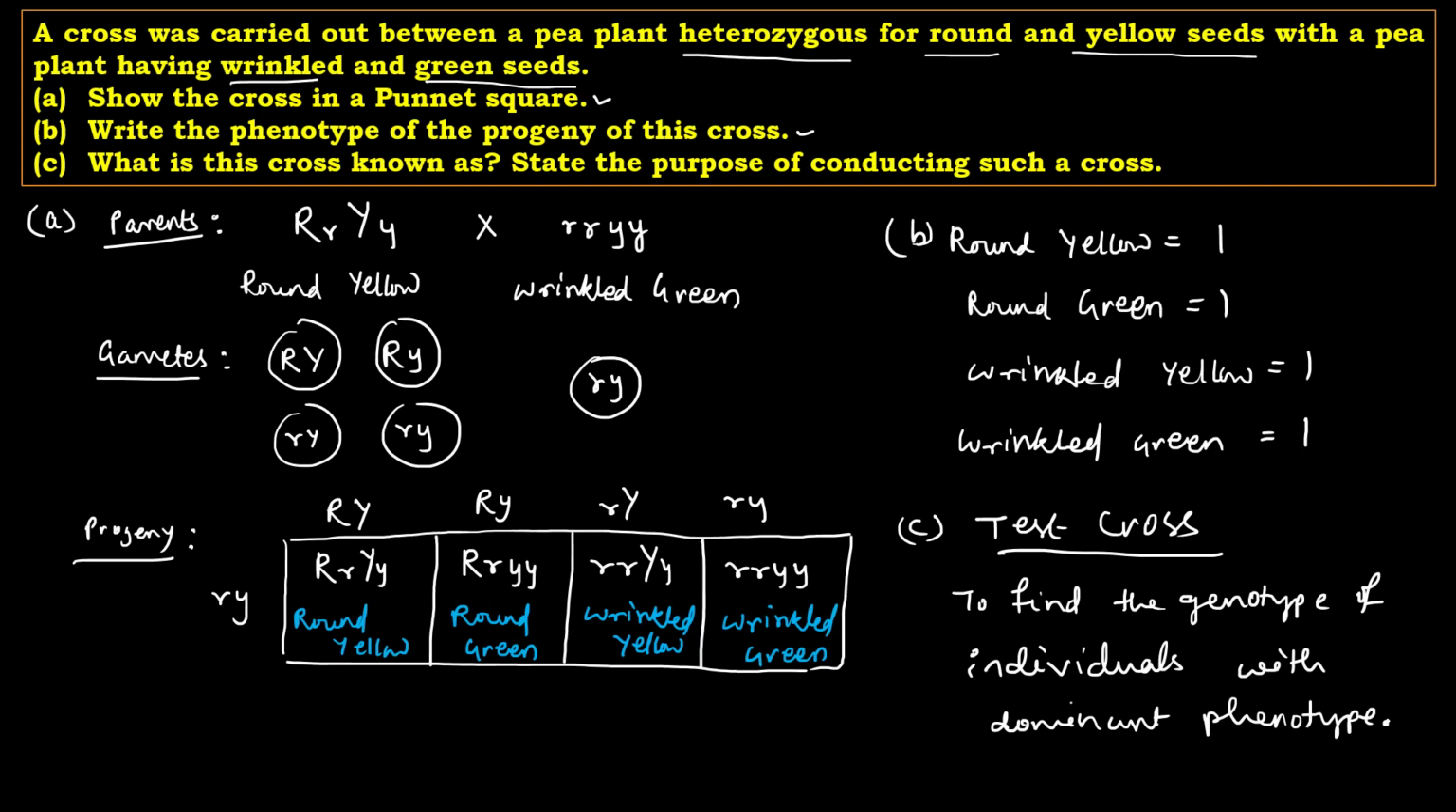The genotype is known in that case, and that is why in a test cross we try to find out the genotype of an individual that is exhibiting the dominant phenotype for a particular trait, and that is what you have to understand for this particular question.